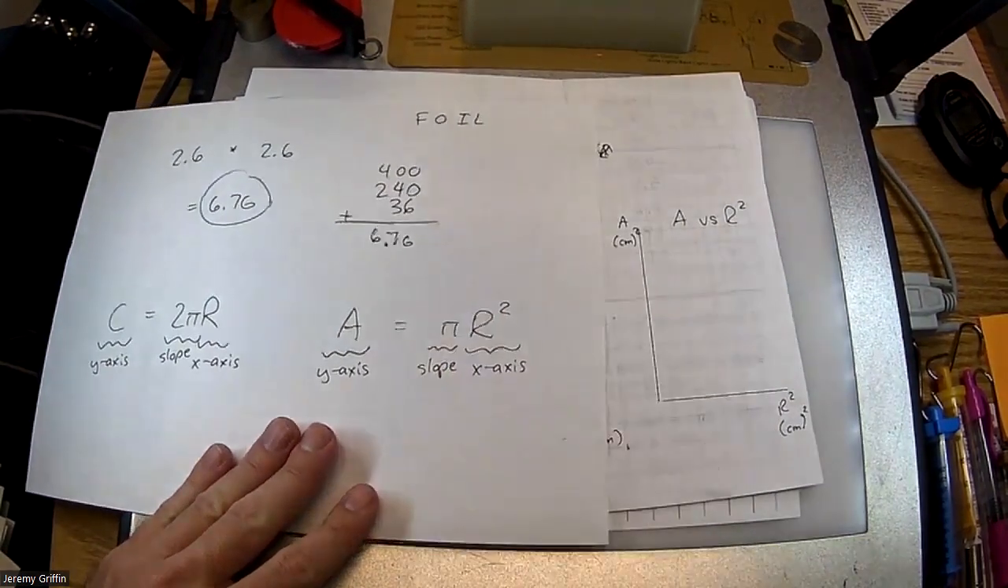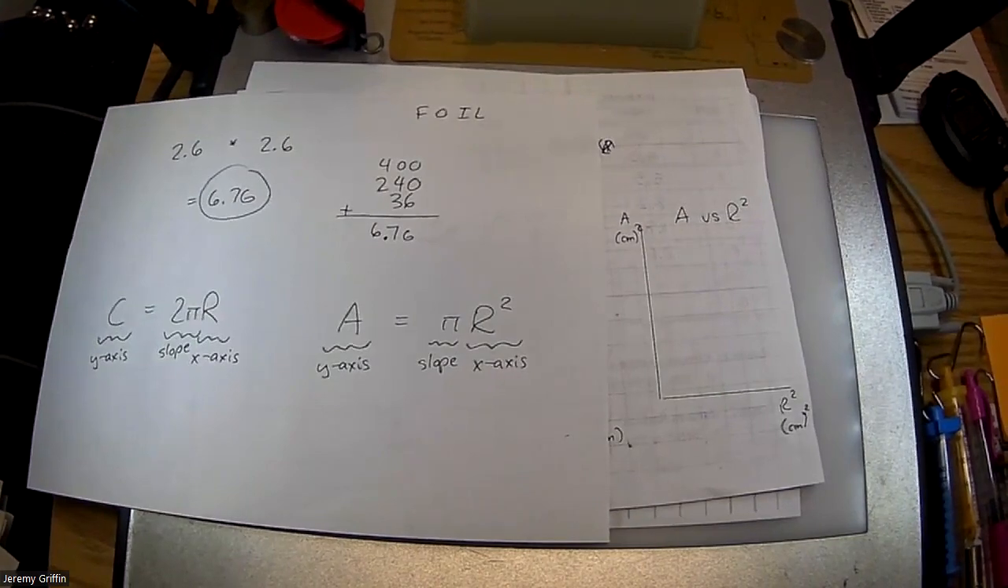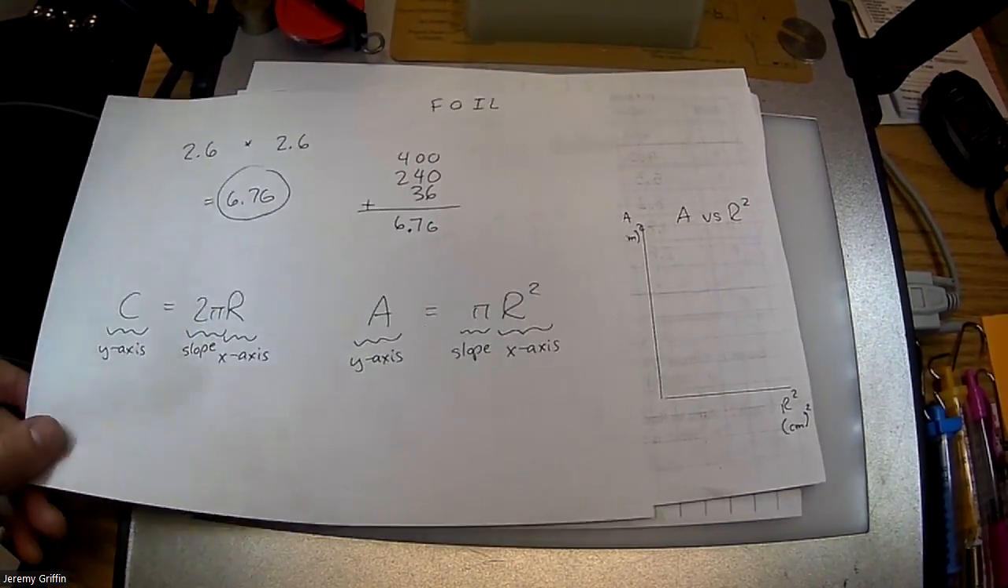Yeah, it should be pretty close to pi, right? You get maybe 3, 3.1, 3.2, somewhere in there probably, right? 3.1 point something. You guys see where this is going?